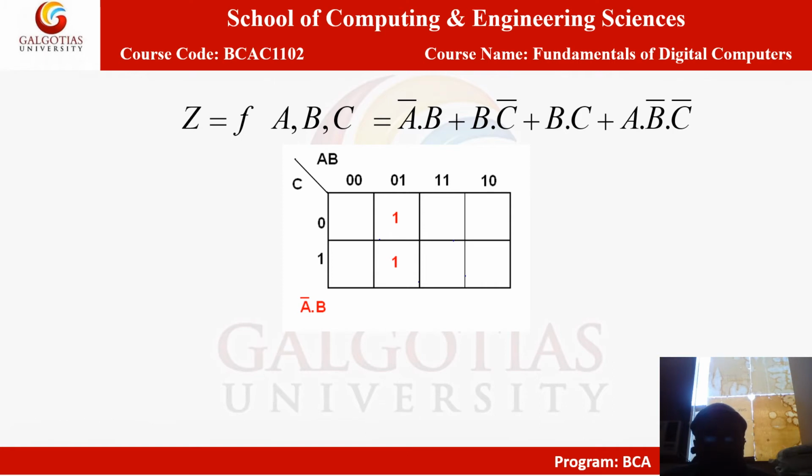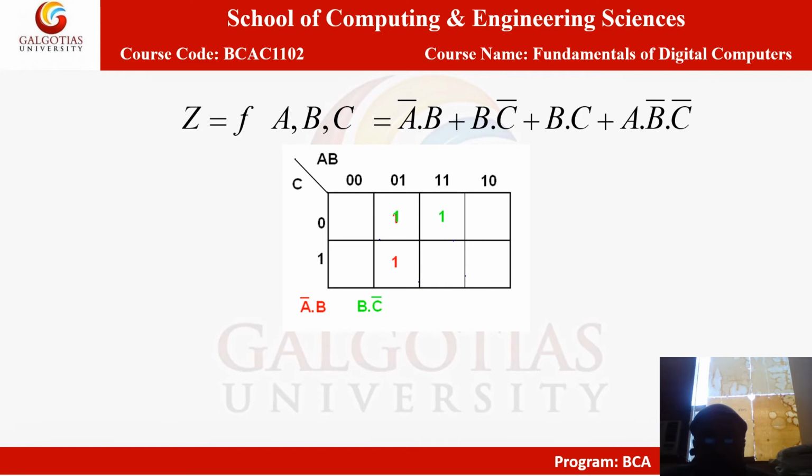Now let's consider the second term, that is B dot C bar, meaning the value of B will be 1 and the value of C will be 0. The value of B is 1 in these two columns, 0 1 and 1 1, and the value of C is 0 in the first row. So these two cells with B value 1 and C value 0 will have value 1. So let's see the slide. Look here, 1 and 1 is represented here. Okay.